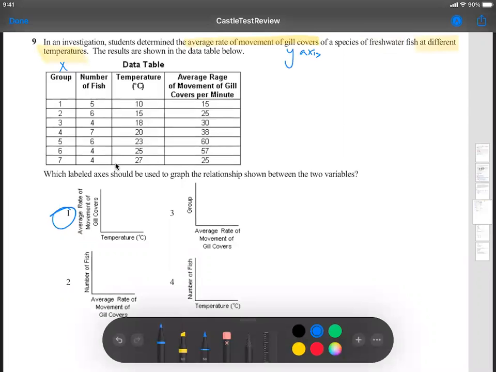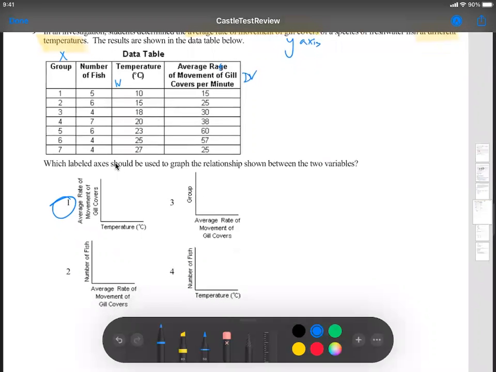The independent variable is the one on the y-axis. Flip it. Oh, the x-axis? X-axis, right? So temperatures are independent. What is our dependent variable? The movement of gills. Exactly. And so temperatures are IV, average rate of movement is our DV. So using that information that Crystal gave us, we're able to determine that the answer is 1, where we have temperature on the x-axis and the rate of movement on the y-axis. Great job. All right, moving on to number 10.